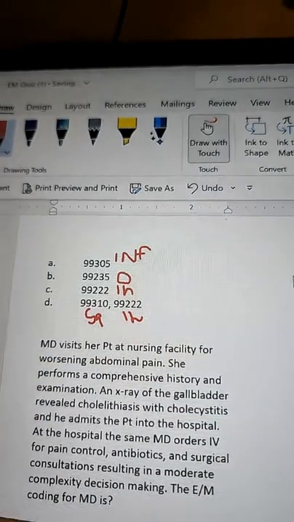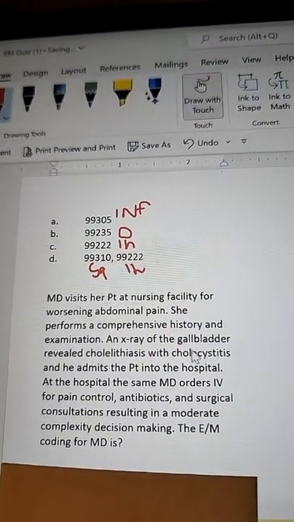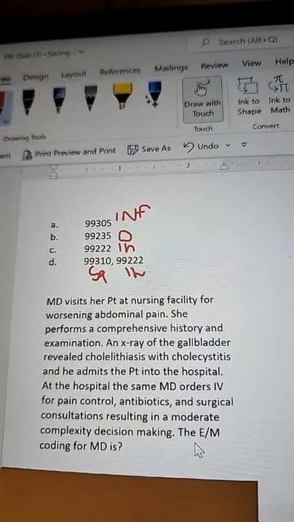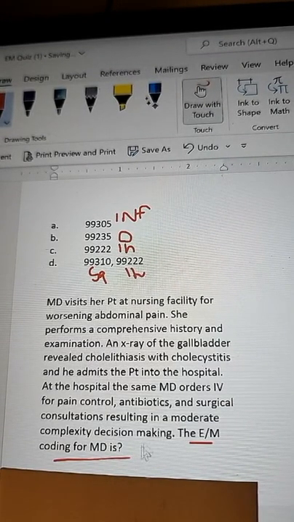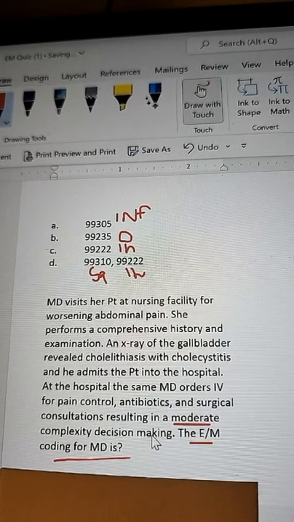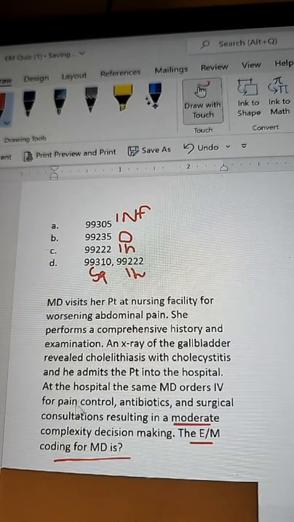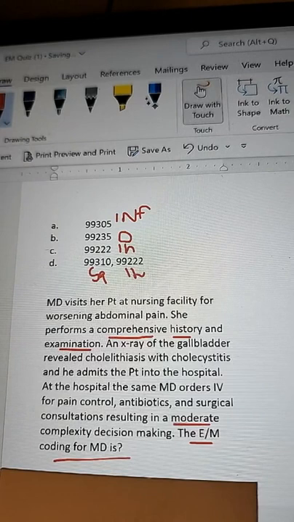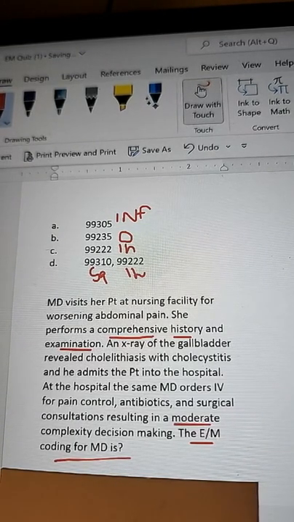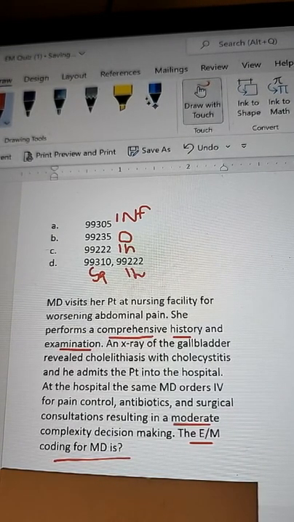So let's check it out. Make sure you skim the bottom. Make sure you understand who you're coding for. Nothing fancy there. We do have a moderate MDM. Where's our exam? Comprehensive history and examination, and a moderate. So those are key. What do you guys think? I'll let y'all decipher.